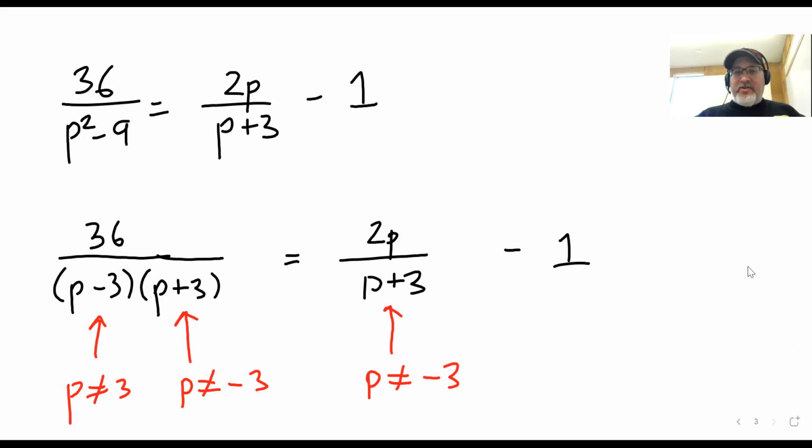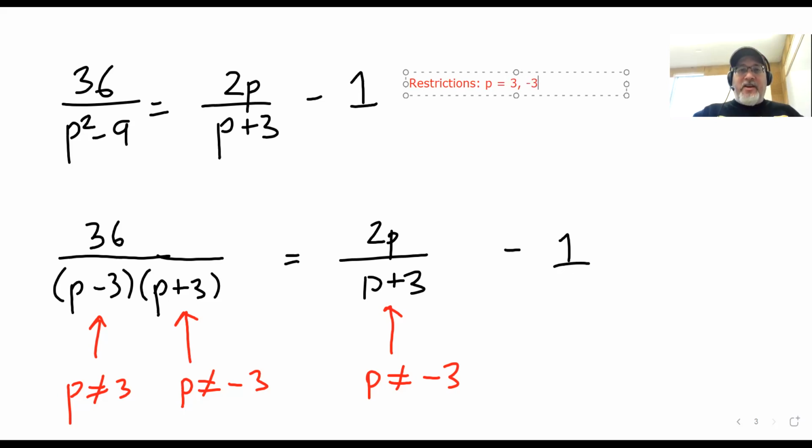Get my name out of there, it just seems to float around sometimes. All right, so it is worth mentioning at the beginning of any rational equation that there are certain values that you cannot get for solutions, and if you get them, then you must throw them out. So our restrictions are that p cannot equal 3 or negative 3.